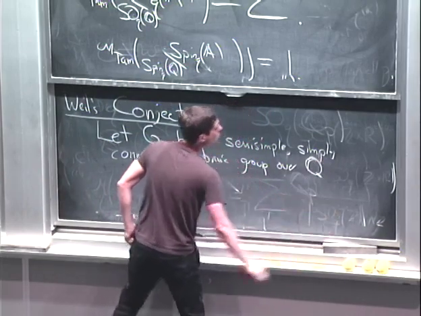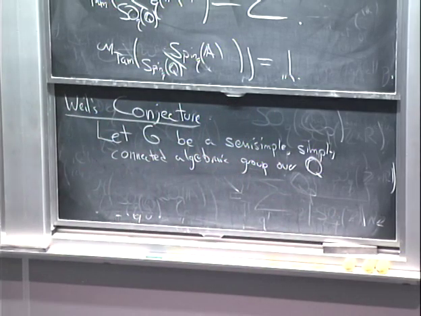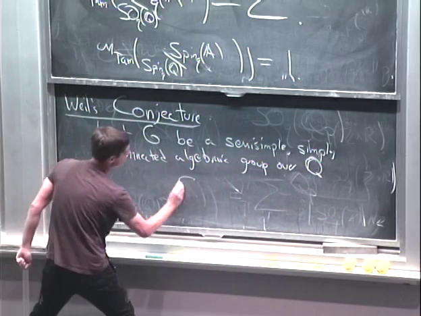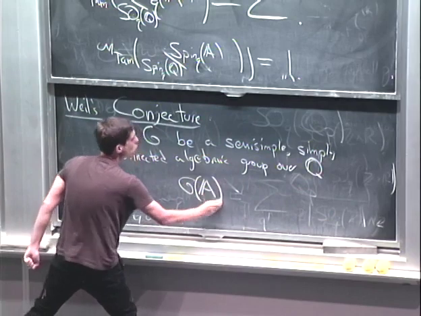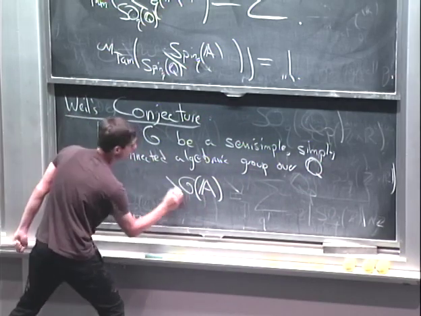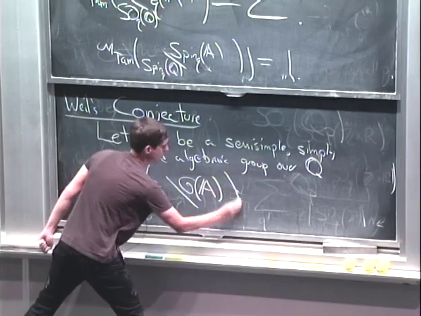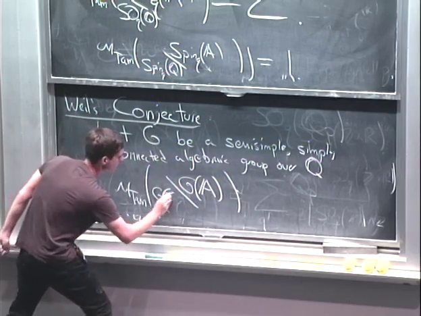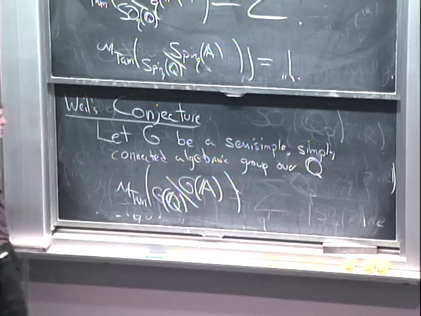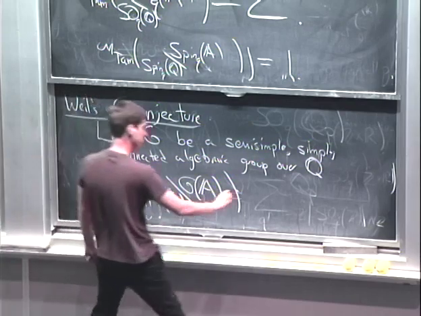So this is all we need in order to run that story I gave you about Tamagawa measures earlier. You can look at G of the adeles. This is a locally compact group, and it has a canonical Haar measure, which I'll call mu Tamagawa. And in particular, you can ask, what is the measure when you divide out by this discrete subgroup G of Q? And the conjecture is that this should always be 1.